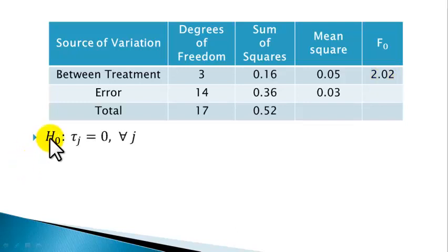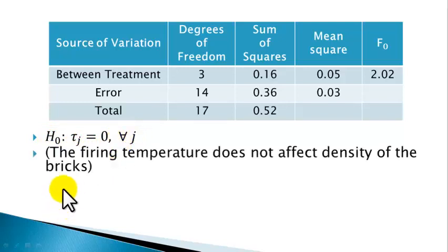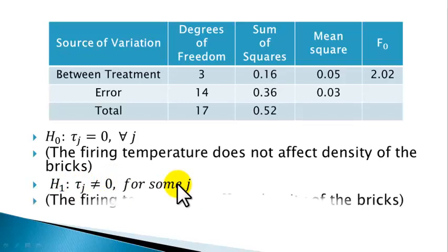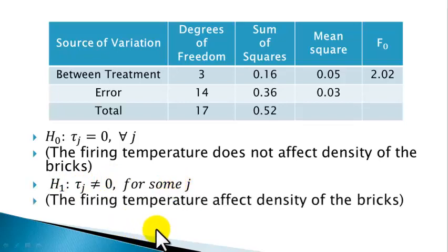Here we are testing the hypothesis H naught: tau j equals 0 for all j. That is, we are testing the hypothesis that the firing temperature does not affect density of bricks. We are testing this against the alternative H1: tau j is not equal to 0 for some j. That is, that the firing temperature affects density of the bricks.